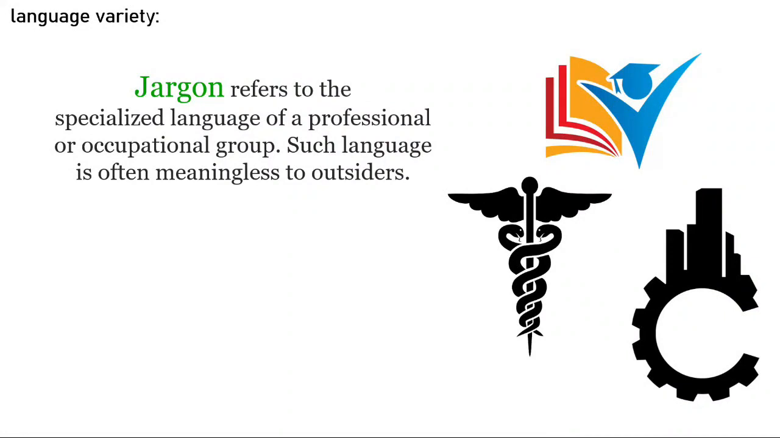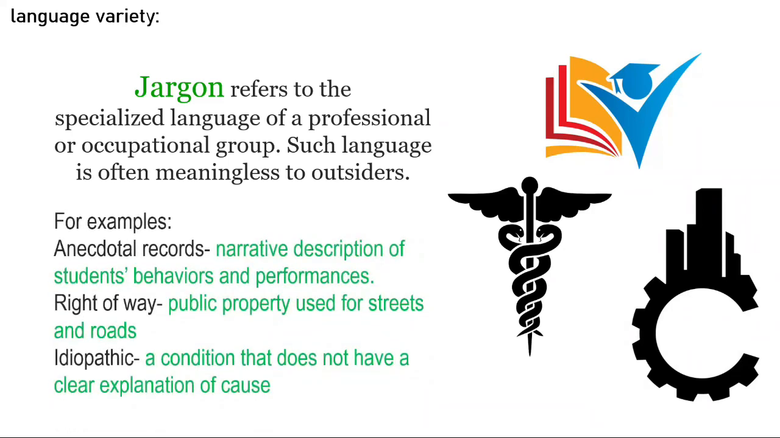Second, we have jargon. A jargon refers to the specialized language of a professional or occupational group. Such language is often meaningless to outsiders. For examples, the terminologies anecdotal records, right of way, and idiopathic. Anecdotal records, it's a narrative description of students' behaviors and performances. So it's an educational jargon, class.